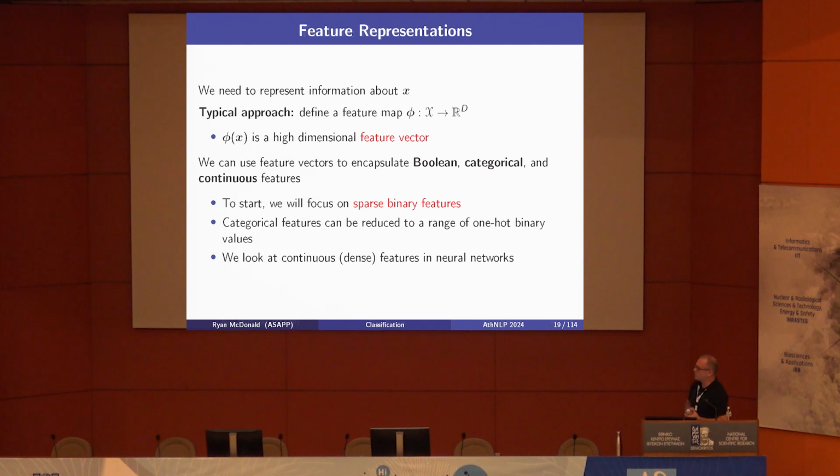We often focused on binary features, which made the math a lot easier to compute. We can always convert categorical to binary by just exploding the space a little bit. So that's where I'm going to start, on sparse binary features.